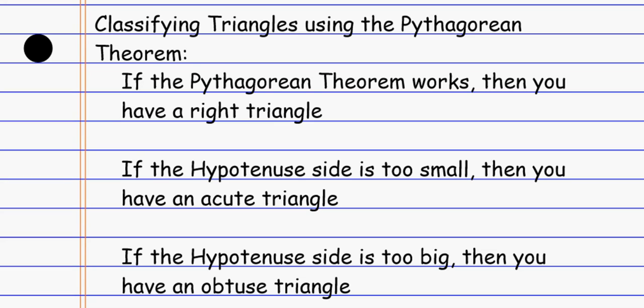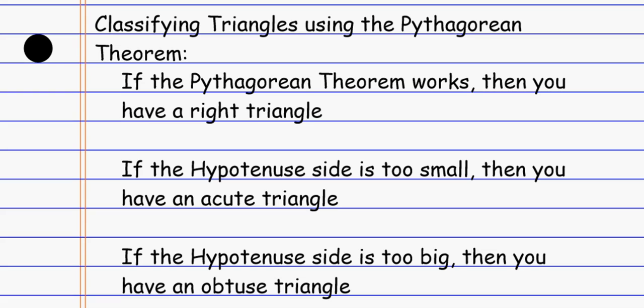But now we can take it a little bit of a step further, and we think of it this way. If the Pythagorean theorem works, this is the one we already know, we have a right triangle. But when we think about the relationship between the opposite side and the opposite angle, if I use the Pythagorean theorem and it doesn't work, but the hypotenuse side is too small, so when I did a squared plus b squared equals c squared, the c squared comes up short, it means the angle across from that is also too small, which means instead of a 90-degree angle, I have something that's less than a 90-degree angle, which means I have an acute triangle.